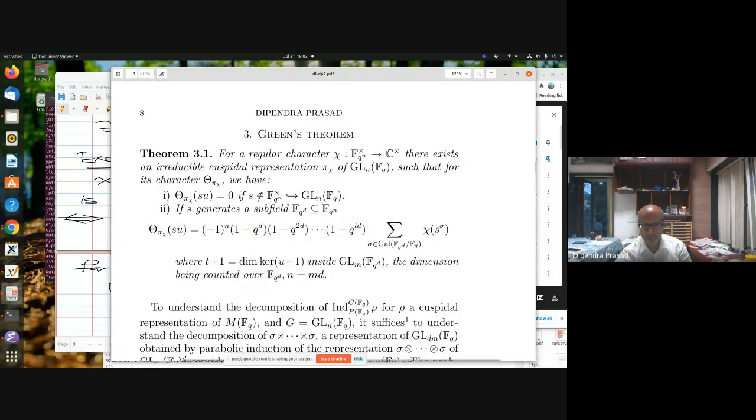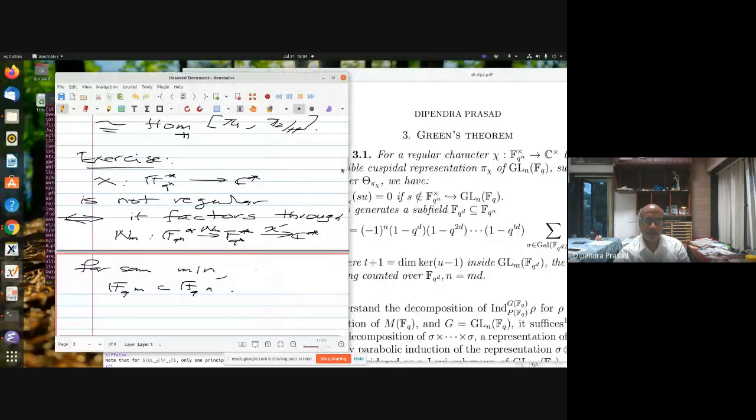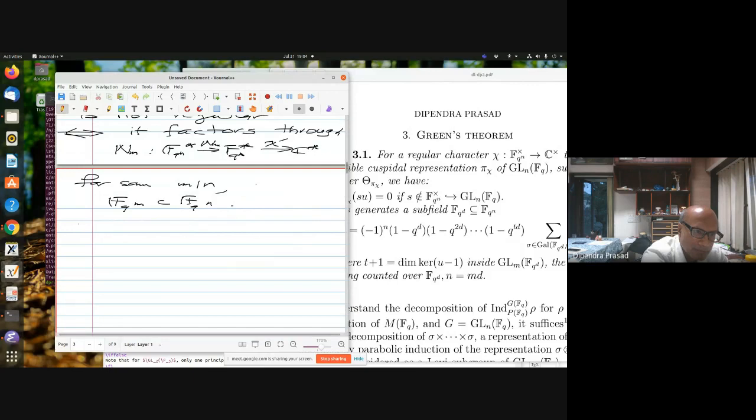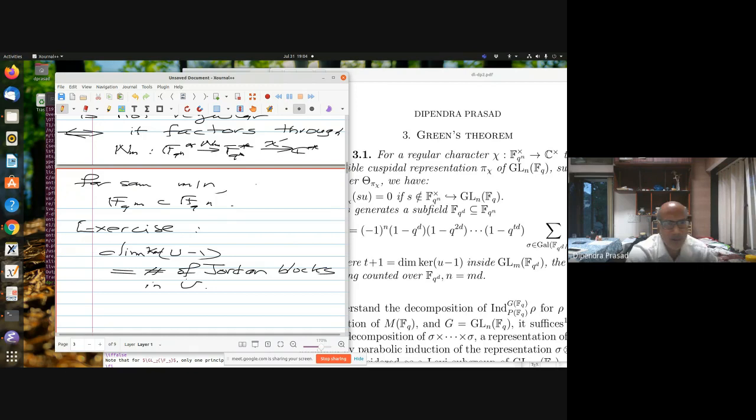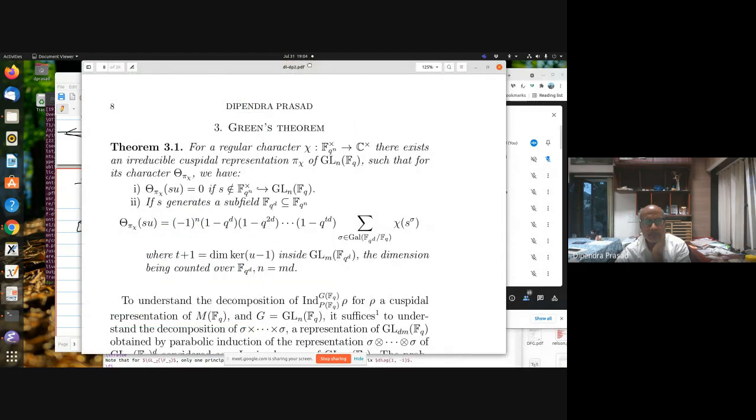So a unipotent element has what is called a Jordan decomposition, and the dimension of the kernel of u minus 1 is the number of Jordan blocks. Maybe another exercise is that the dimension of the kernel of u minus 1 is equal to the number of Jordan blocks. Maybe these are all obvious things, but for somebody who is beginning to study, it's good to double check.